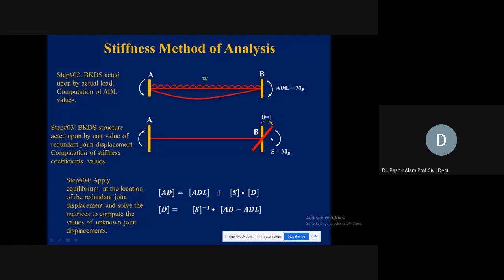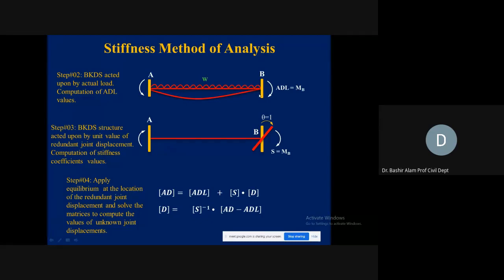We apply this unit rotation. And because of this unit rotation, what will happen? Actions will be generated. How we find out those actions, we'll discuss in a while. But right now you should know the concept. It is exactly the same as what we did in the flexibility method. We released the redundant action here, and because of that, we ran into the compatibility problem because we were having the displacement here. Now, instead of the displacement, we are having the action problem here. It is not matching the initial condition.